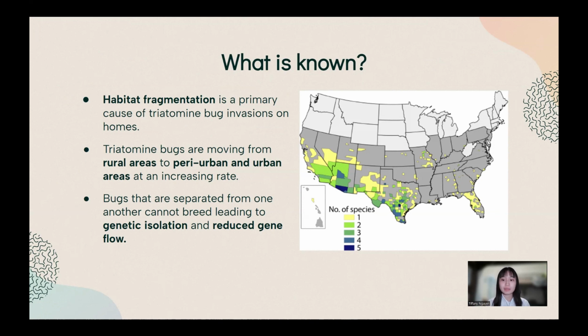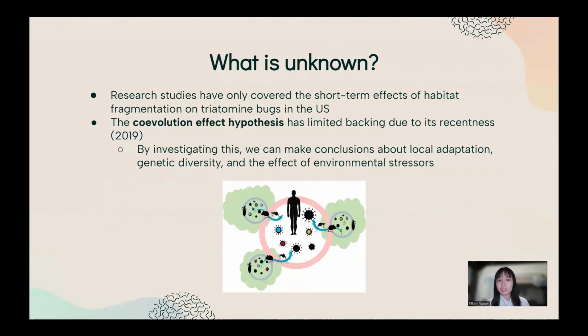This is due to factors like climate change, which is causing these triatomine bugs to move more north, as we can see in this map of the United States, where the bottom states are all gray, meaning they have had triatomine bug sightings. And then this is also due to habitat fragmentation, with humans inflicting their infrastructures onto these triatomine bug habitats, leading them to search for their food resources elsewhere and have to come into more increased contact with humans, leading to more cases of Chagas disease. We also know that bugs, when they're separated from one another, cannot breed, which leads to genetic isolation and reduced gene flow. So what is unknown about this topic?